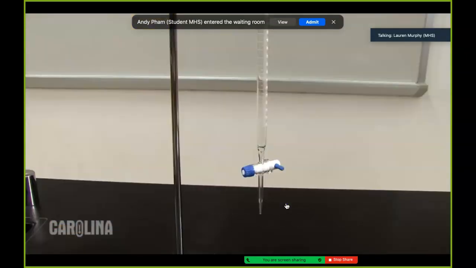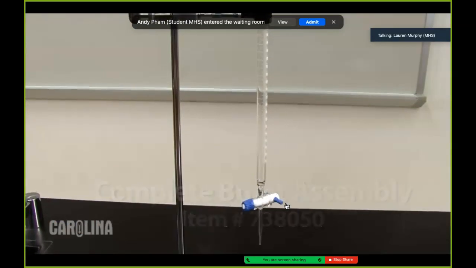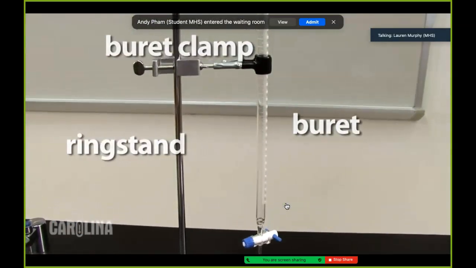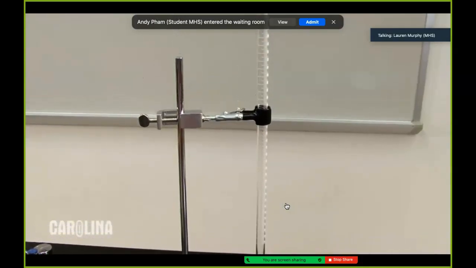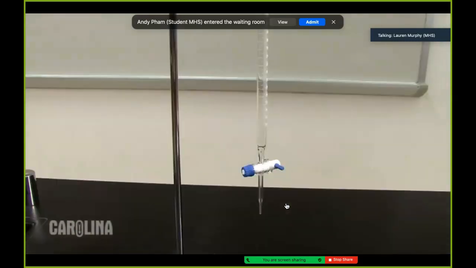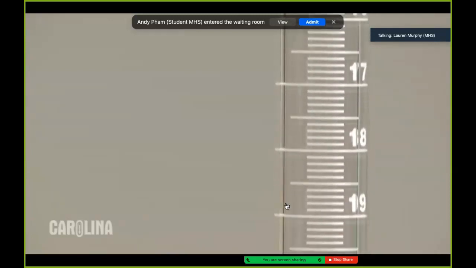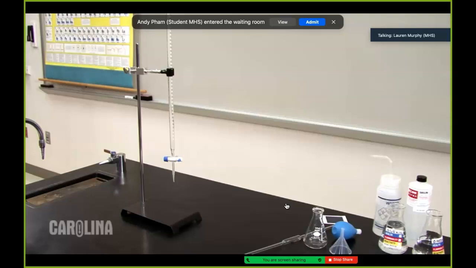Let's review some of the equipment that's needed for a titration. Carolina's complete burette assembly contains the basic equipment to get you started, including a burette, ring stand, and a burette clamp. A burette is a long, narrow, graduated tube used to add titrant. It has a stopcock to regulate the flow of liquid. Notice that the markings on the burette go from lowest at the top to highest at the bottom. The ring stand and burette clamp are used to mount and secure your burette.